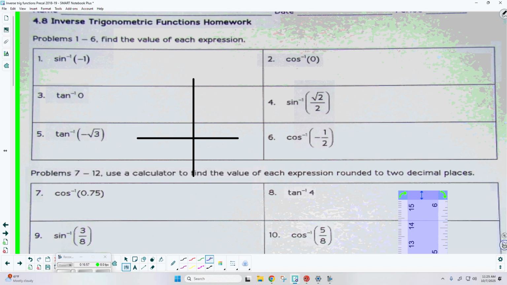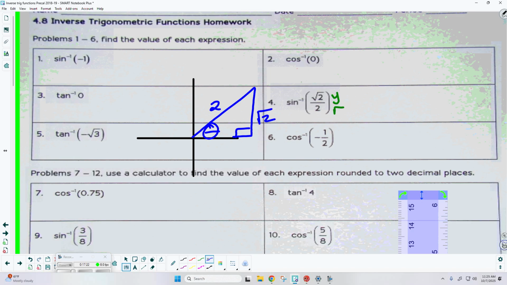So number 4, because it's sine inverse of a positive, Mason, quadrant 1 or 4? 1. Okay, so I'm going to go ahead and draw a triangle right here. This is the angle theta that I want. Sine is y over r, so I know this hypotenuse would be 2. I know the height is going to be root 2.